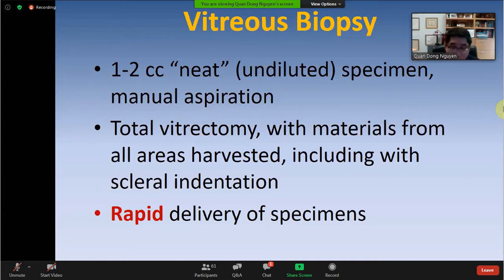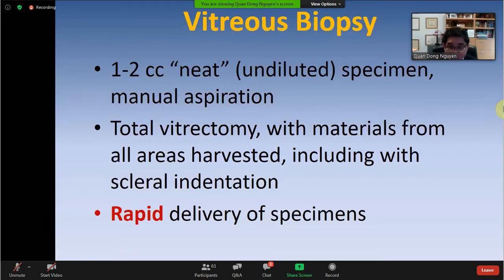And those specimens are very precious. So you want them to be delivered to the right place with the processing at the right time. So before you do this, you need to arrange for that. Either you, the attending, or your fellow, one of you should take this directly to the lab yourself when you do this. Or if you have another system where one of the nurses can take it to the lab immediately, because you don't want the specimen to lay around. So that's why it's very important.